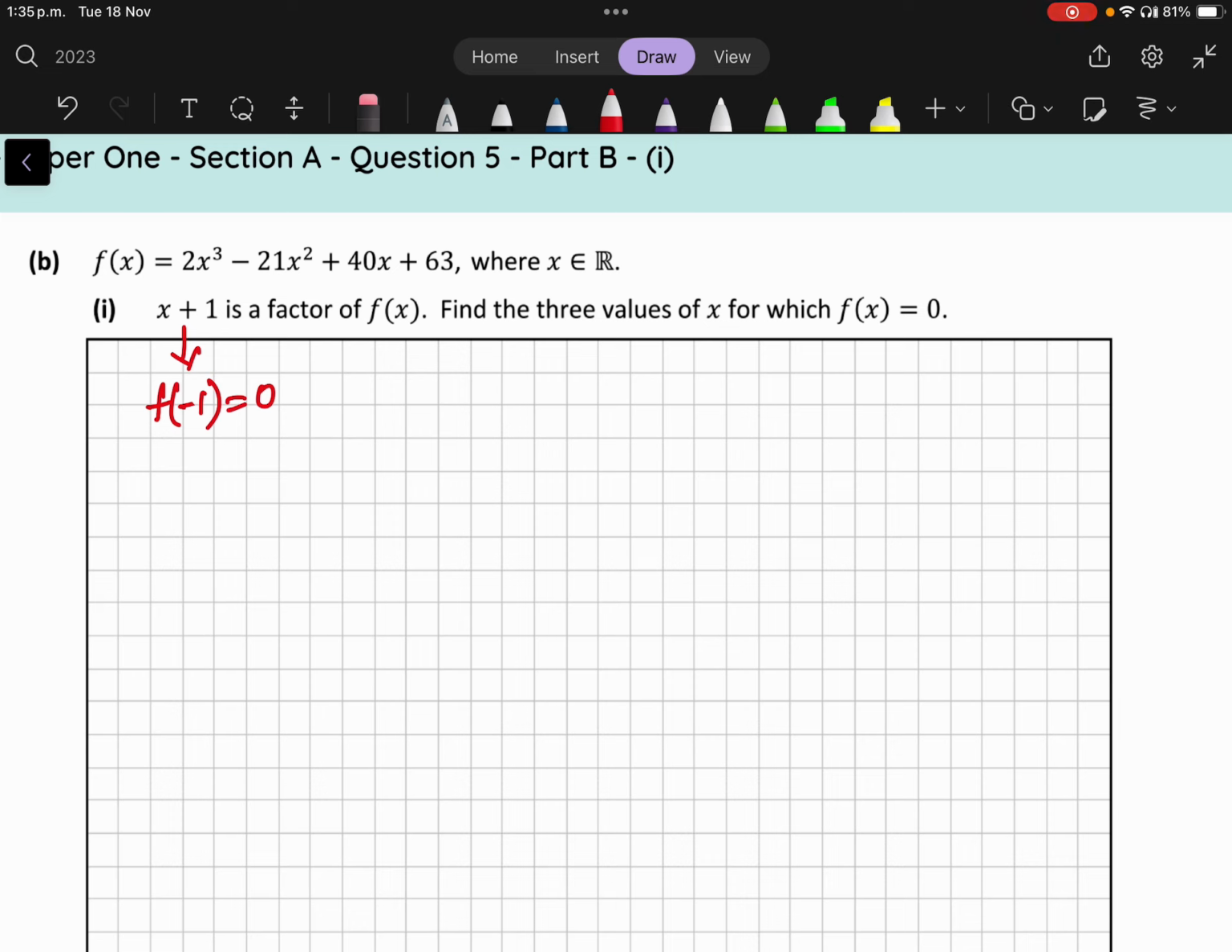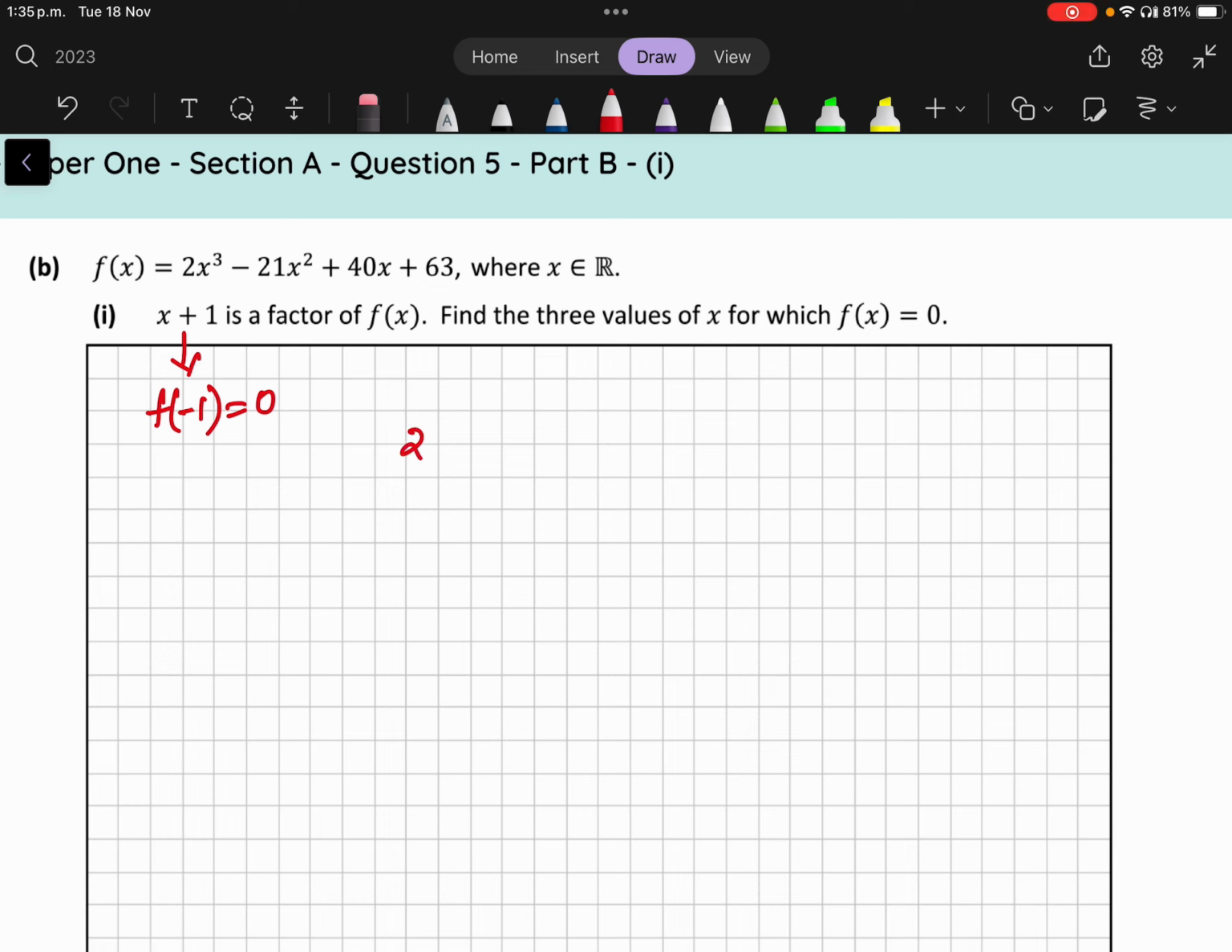But in this question, they are saying that x plus 1 is a factor of f of x. Find the three values for which f of x is equal to 0. Which means that you have to find the roots. That is what you need to do. Now in this case, again you can work with long division and then factorizing, or you can work with the other method, like adding a value of x plus 1 and then putting a quadratic. But I would prefer long division now.